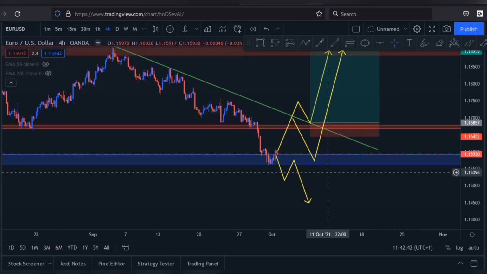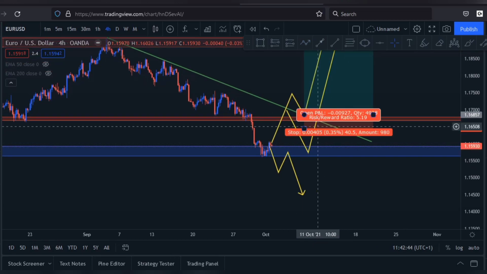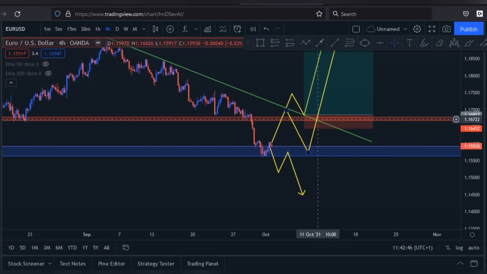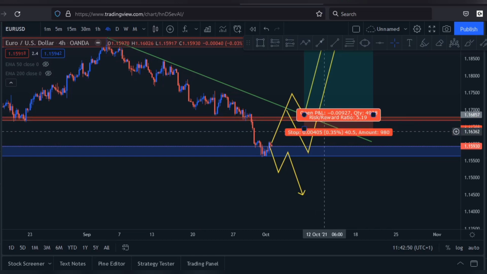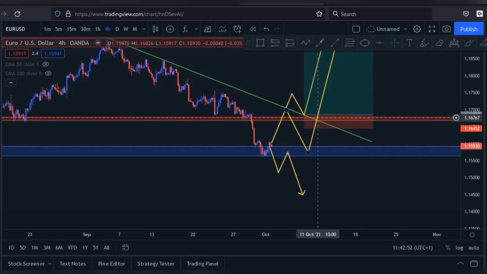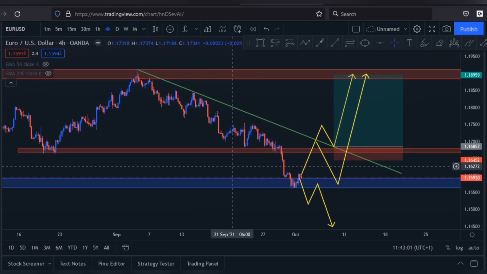I wouldn't really take any buy signals from here, but I'll be taking a buy signal if this trend line is broken. That's why I'll be looking to buy this trade. If not, I wouldn't be buying until that happens, and I will only sell when there is a break and closure below this weekly support level. So that's my analysis for Euro USD.